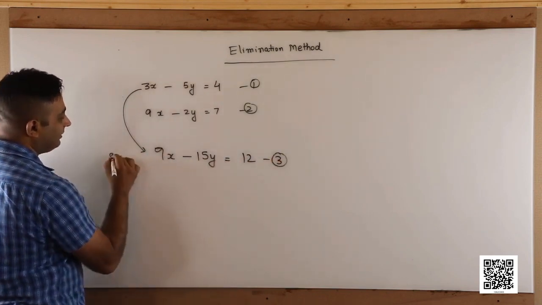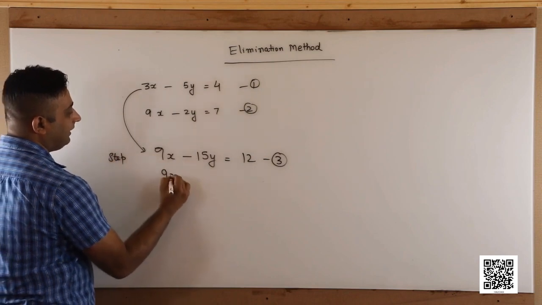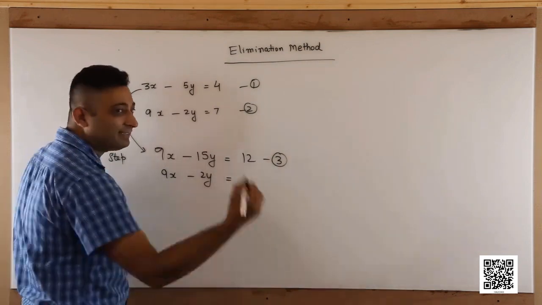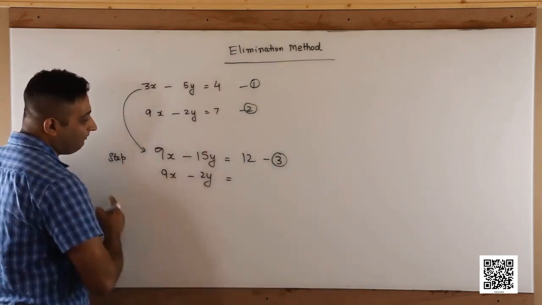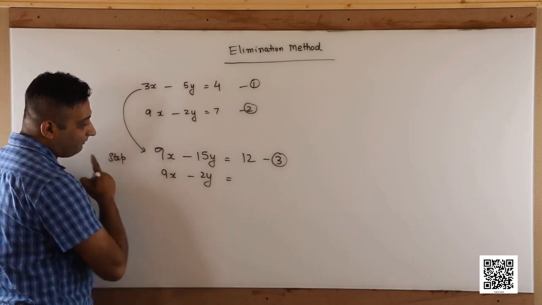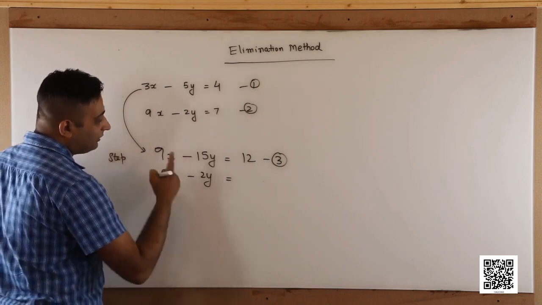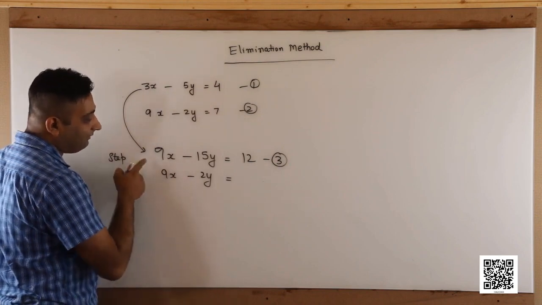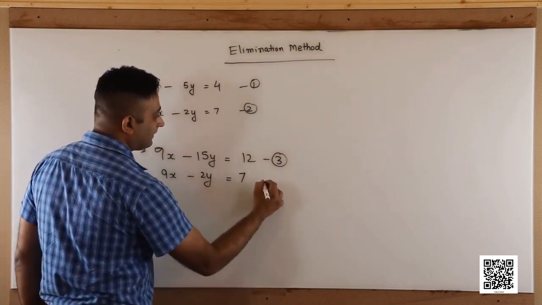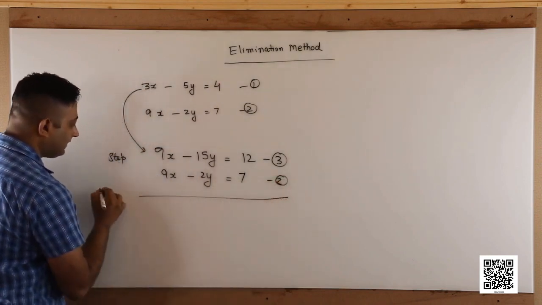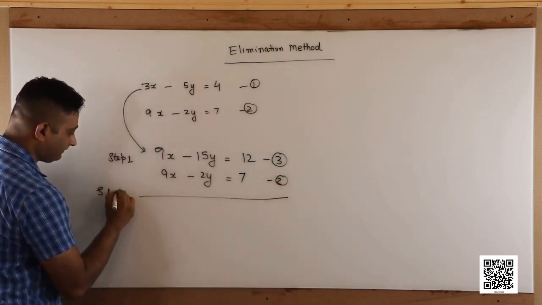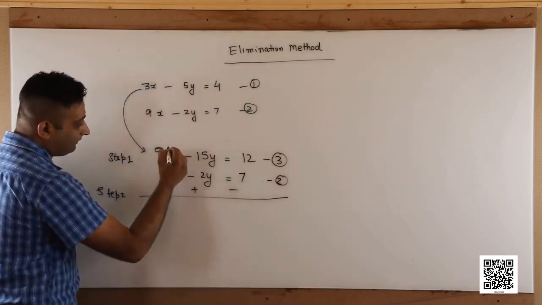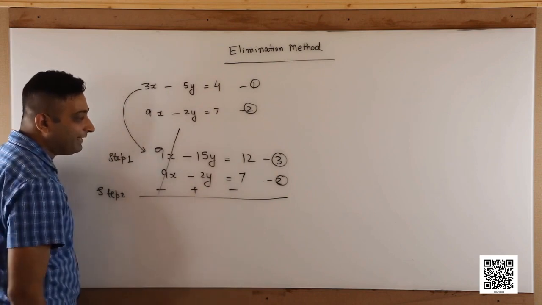And we will rewrite equation number 2 as it is, because our purpose of multiplying these equations by some constant is to make either of the two variables' coefficients the same. We have made the coefficient of x the same in these two equations. Now we will subtract these two equations in step number 2, so that one variable gets eliminated totally.